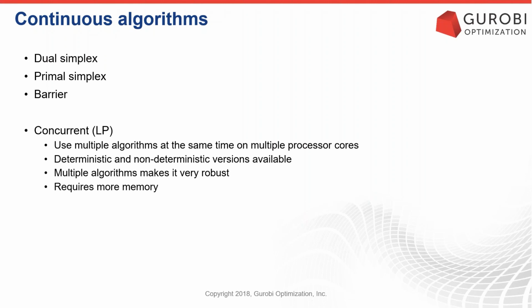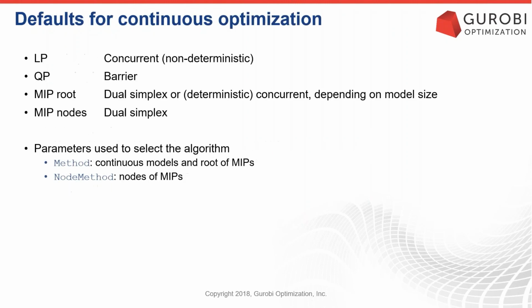So the defaults that we use for continuous models are these. For LP, if we solve LP models, we use non-deterministic concurrent. So we really do a horse race and we really run the models in parallel and we stop whenever the first one finishes. For QP problems, this is barrier. So we don't do concurrent, but we use only barrier algorithms using all available threads.